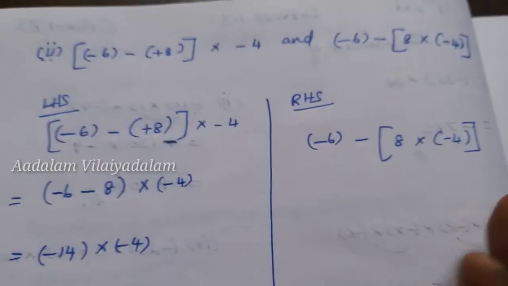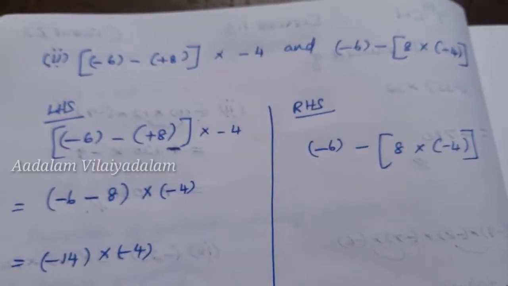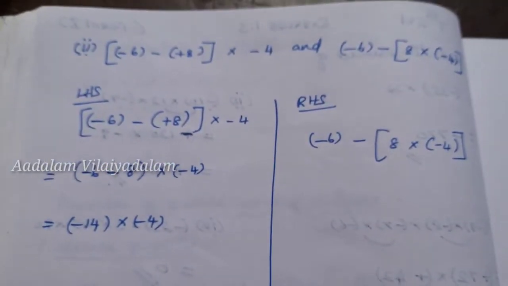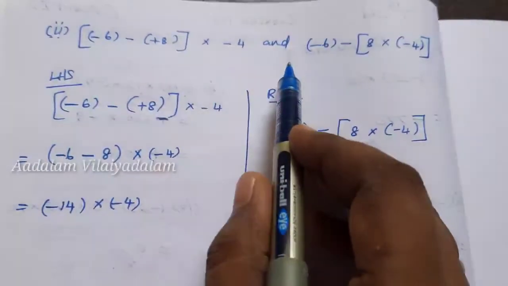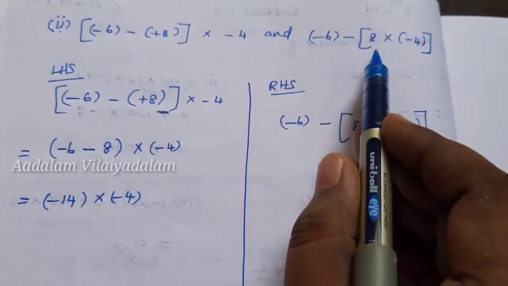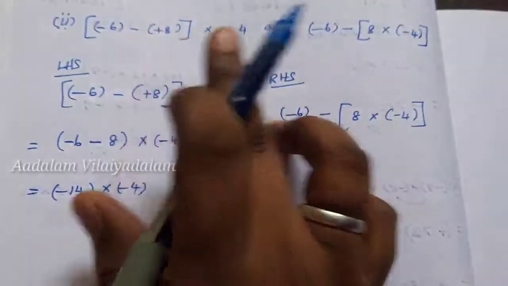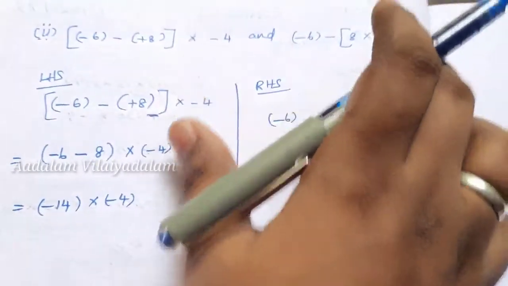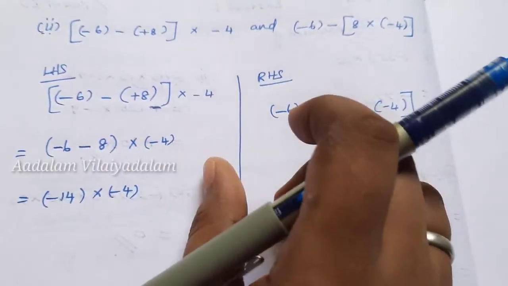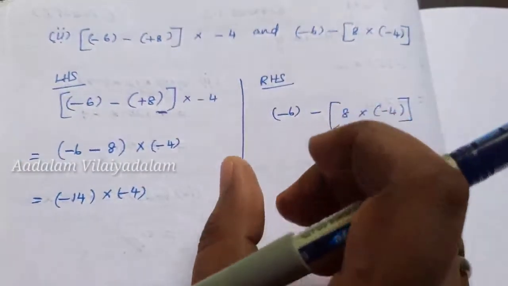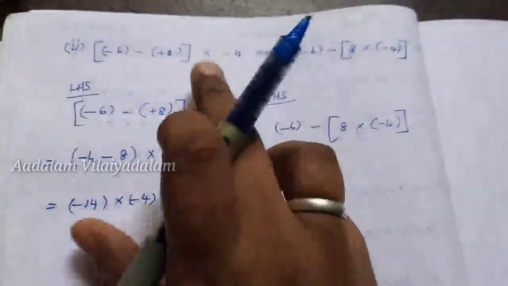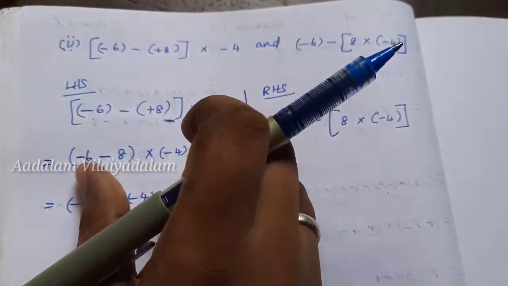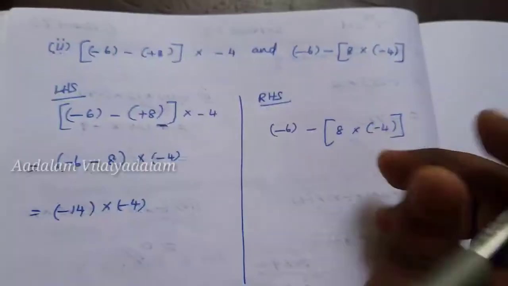This is the answer. Now let's move to the second subdivision. Minus 6 into minus of plus 8 into minus 4, and minus 6 into minus of 8 into minus 4. Here there are two parts given. We have to check whether it is equal or not. If it is equal, then we have to mention its property of multiplication. Let's take one of the parts to the left hand side and another part to the right hand side.